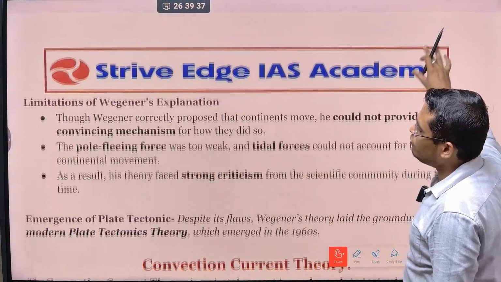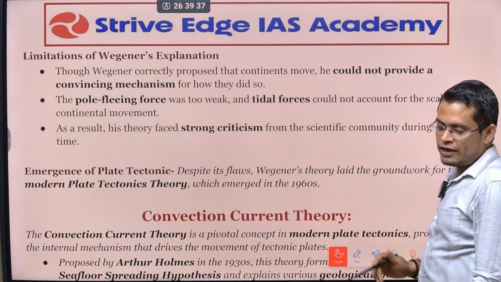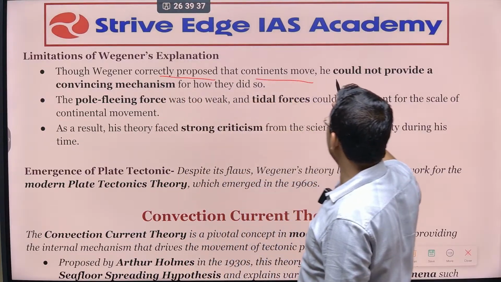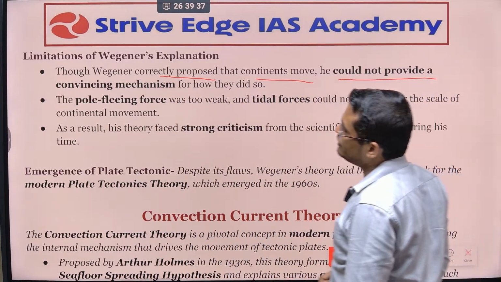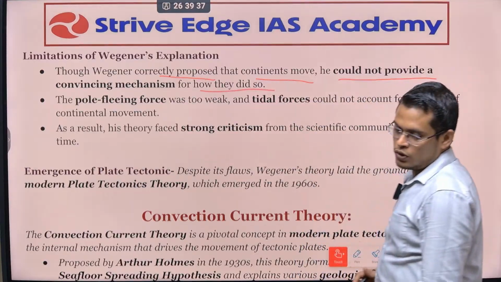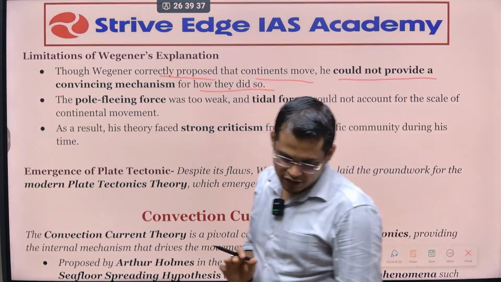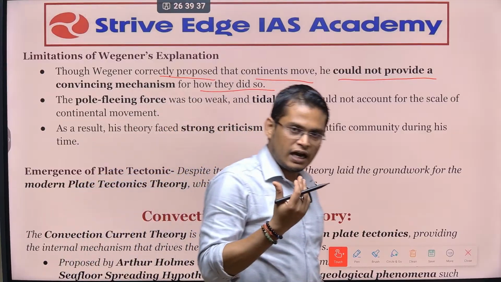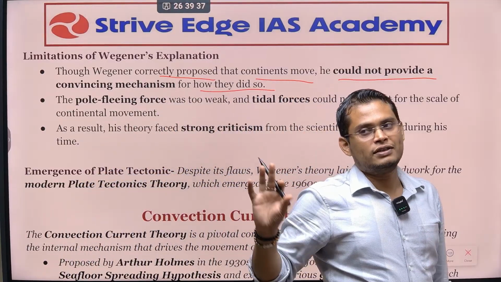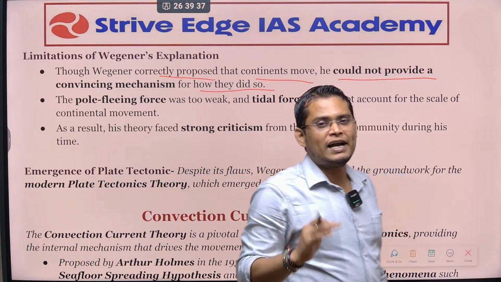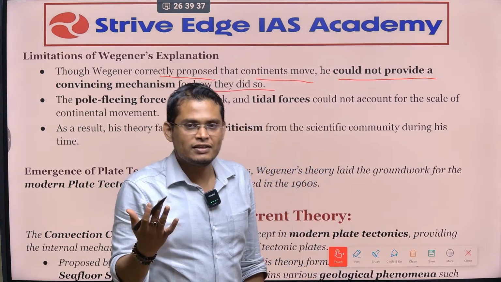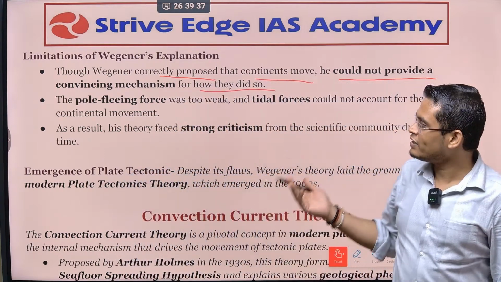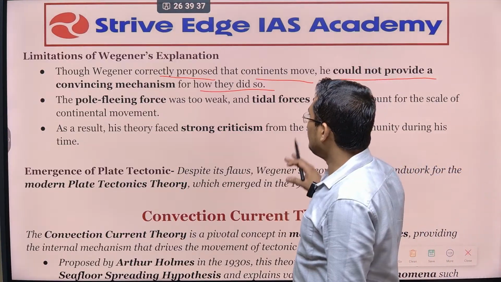Okay. So what are the limitations of this Wegener explanation? Though Wegener correctly proposed the continental movement, he could not provide a convincing mechanism of how they move. No doubt the theory he proposed, the idea he gave and the evidence he gave are perfectly matched, but Wegener is not providing the idea of what drives the continents. So he is not able to describe the driving force or driving mechanism behind the movement.